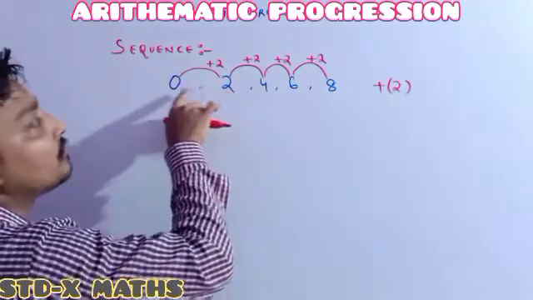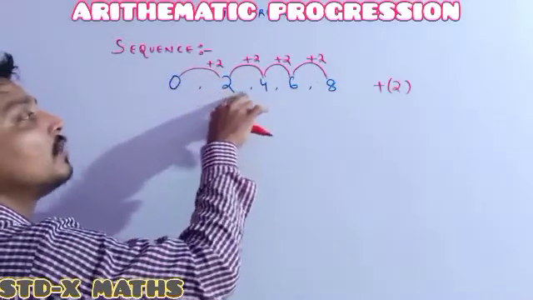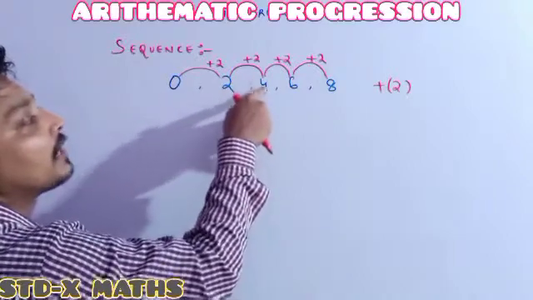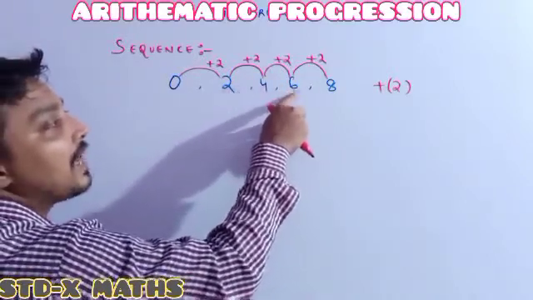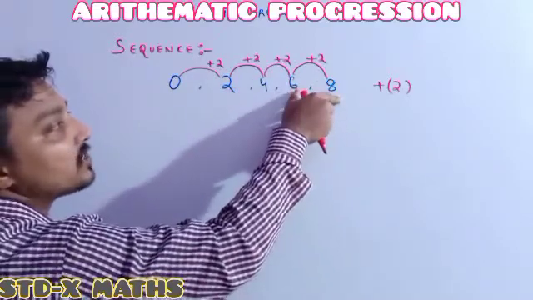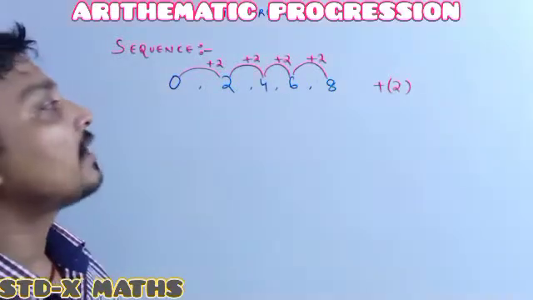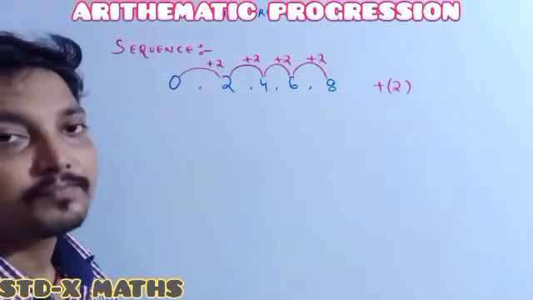See, when I add 2 to the 0, I get this term 2. How to get the next term? With the previous term, if I add 2, I get 4. With 4, if I add 2, I get 6. How can we get 8? With the previous term, if I add 2, I get 8. So this is a sequence where the rule is plus 2.